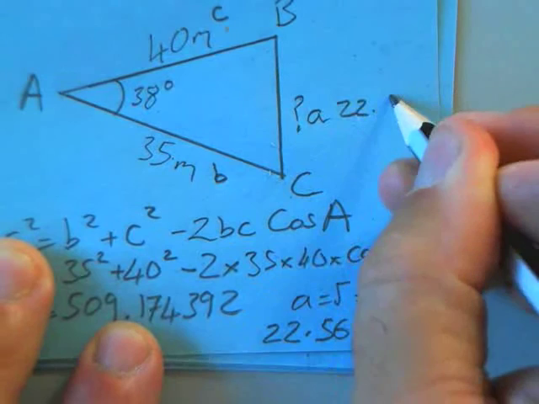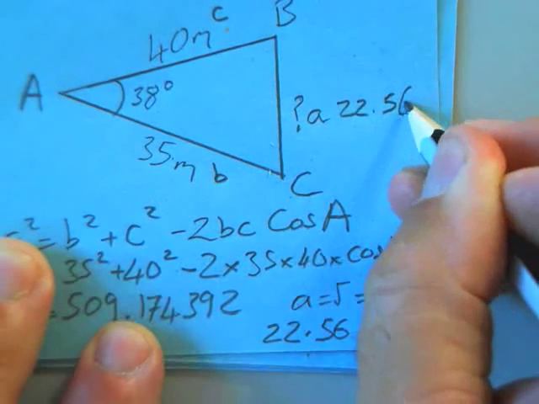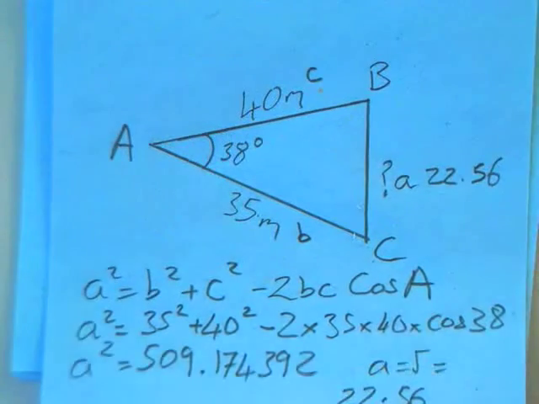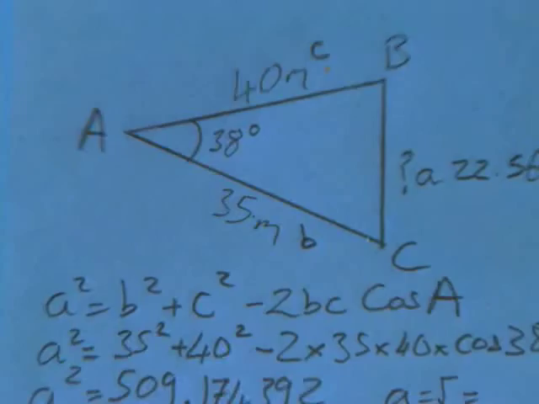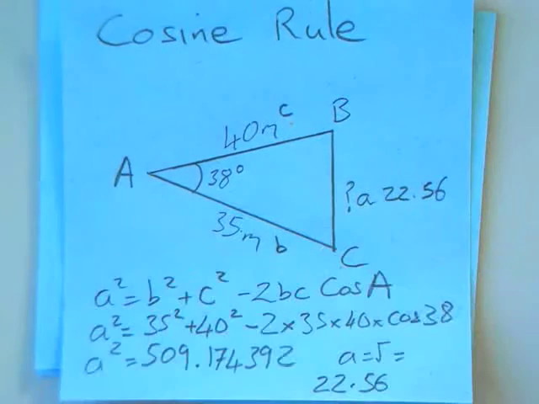So 22.56. So when you're doing the cosine rule, and by the way, that's the whole lot. When you're using the cosine rule, please, please, please remember that when you get a ridiculously huge answer and you panic because you've got 509, you've forgotten to square root. Now, there are some variations on the cosine rule, and I'm going to show you them all right now.